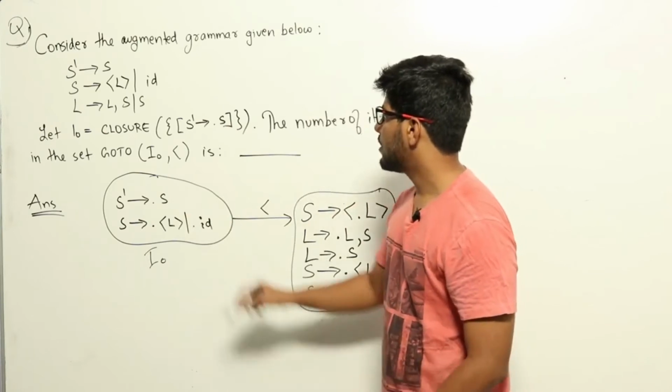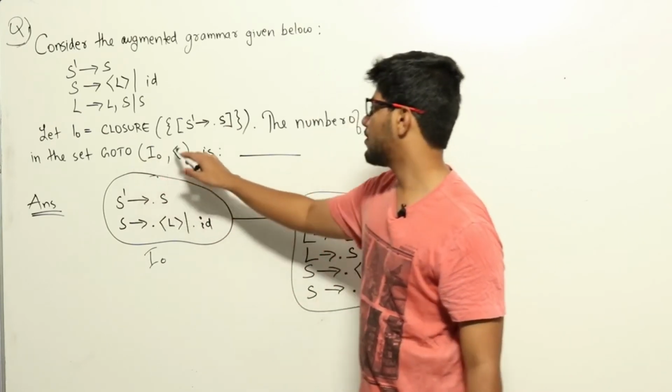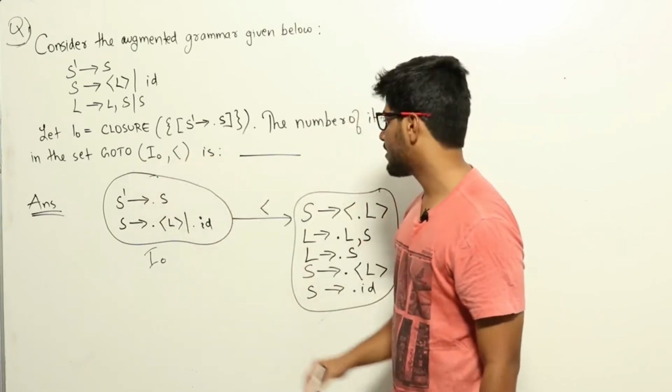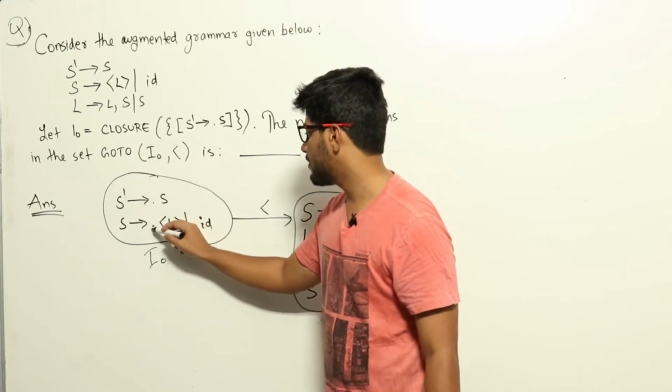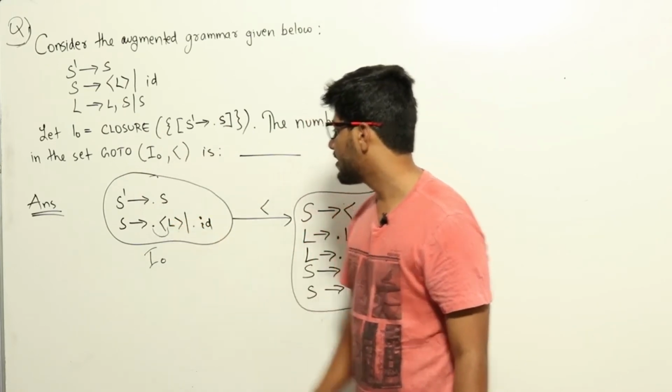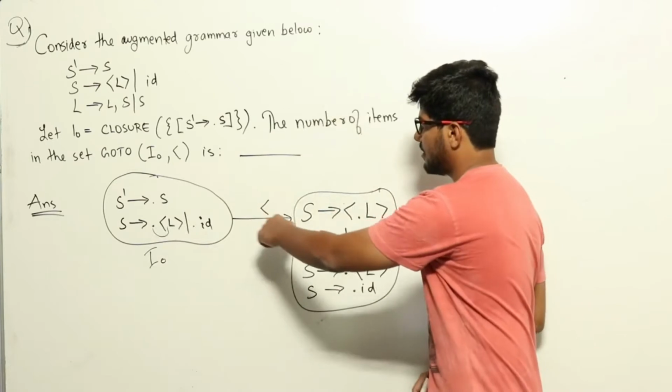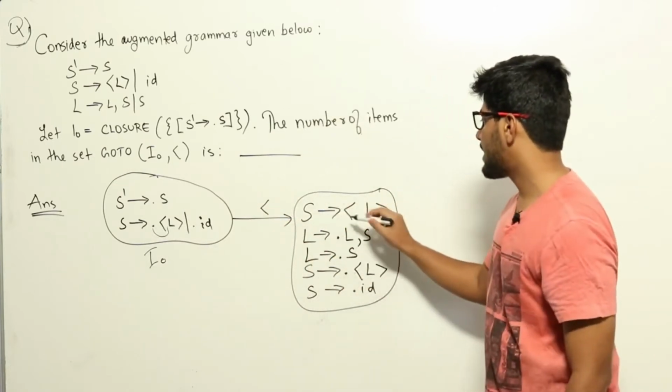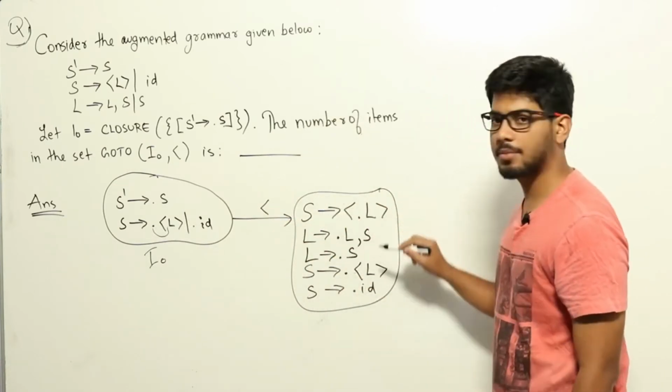So now we will find out the goto set of I0 on seeing input left bracket. On seeing input left bracket, you will see this dot will move here. Now that is given as the set S gives left bracket dot L right bracket.